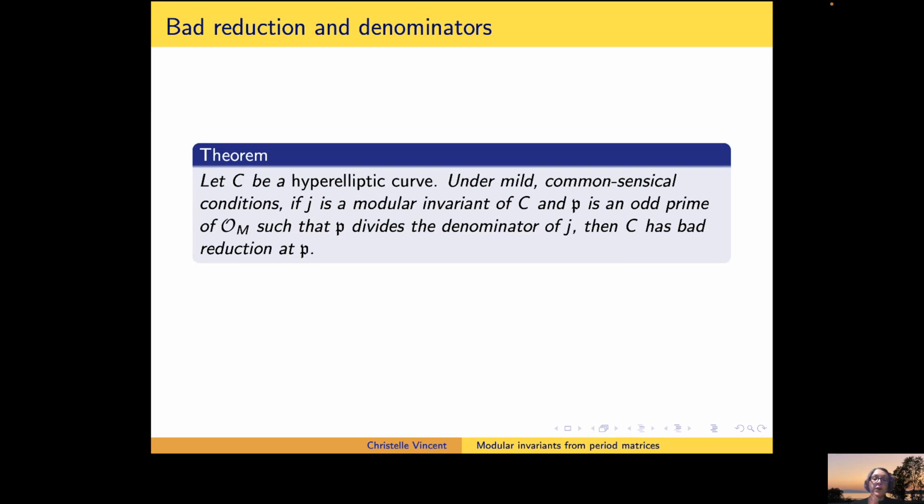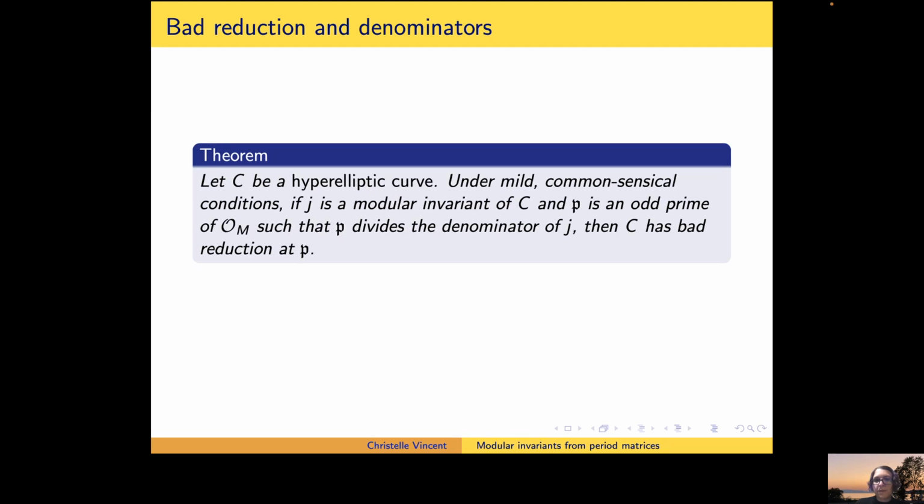So our first result in earlier work that's now published is that if C, your genus 3 curve, happens to be hyperelliptic, then under some really mild conditions, if you have a modular invariant of the curve and an odd prime p such that p divides the denominator of that invariant, then C has bad reduction at that prime.